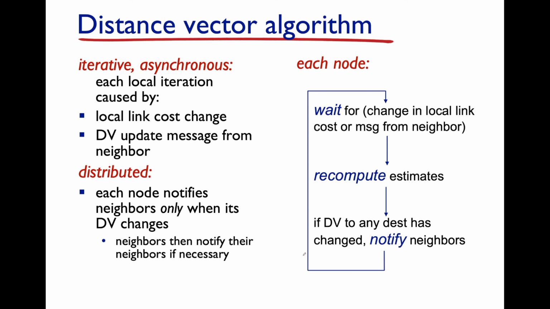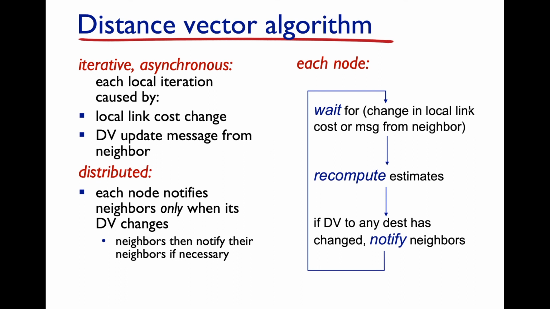Each local iteration that triggers this update is triggered by two things. A local link cost change, so you perceive as a node that the link cost has changed, maybe there's more traffic, more congestion, or what have you, or you get a distance vector update message from a neighbor. A neighbor has changed its distance vector, so it's sending out a new version of it to each one of its directly connected neighbors. This algorithm is distributed, so each node notifies only its neighbors when its distance vector changes, and the distance vector can change because of the link cost change, in addition to getting a distance vector update.